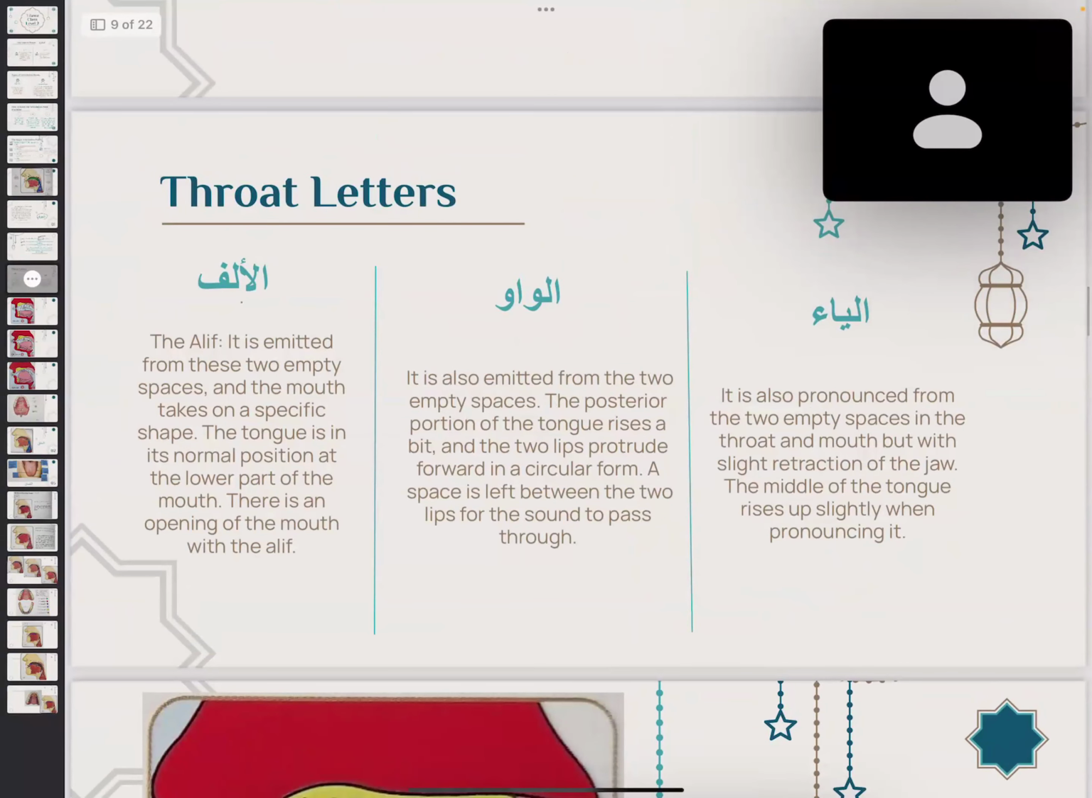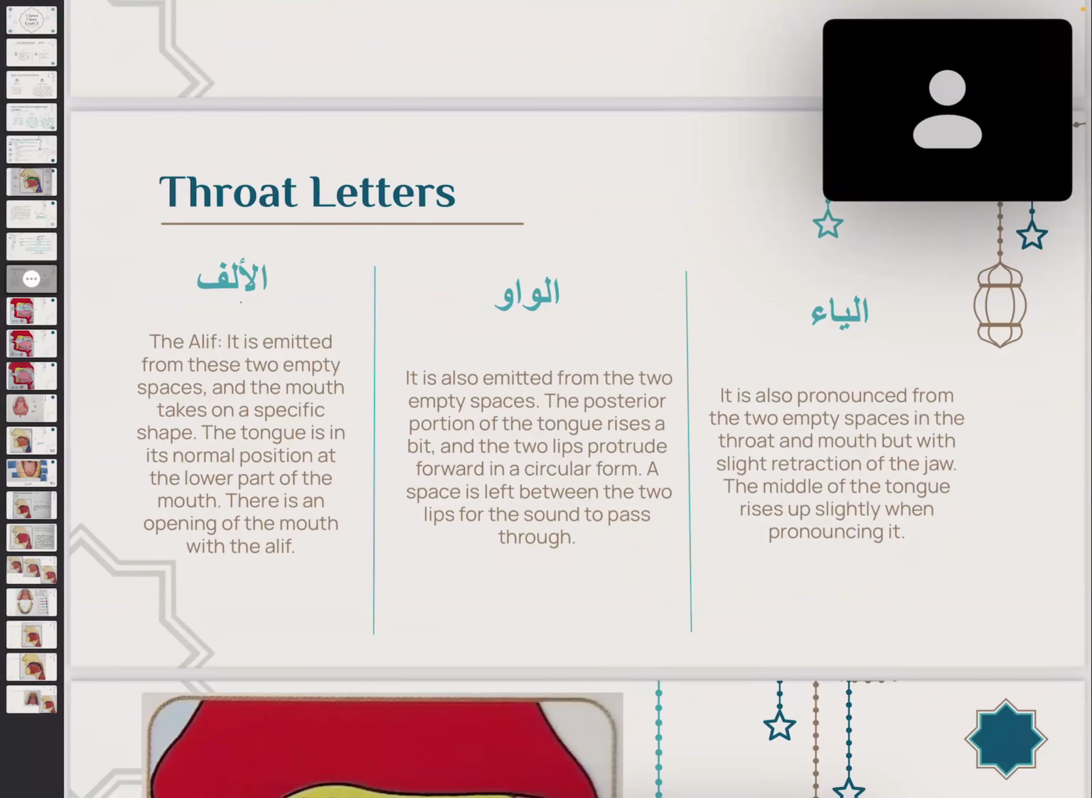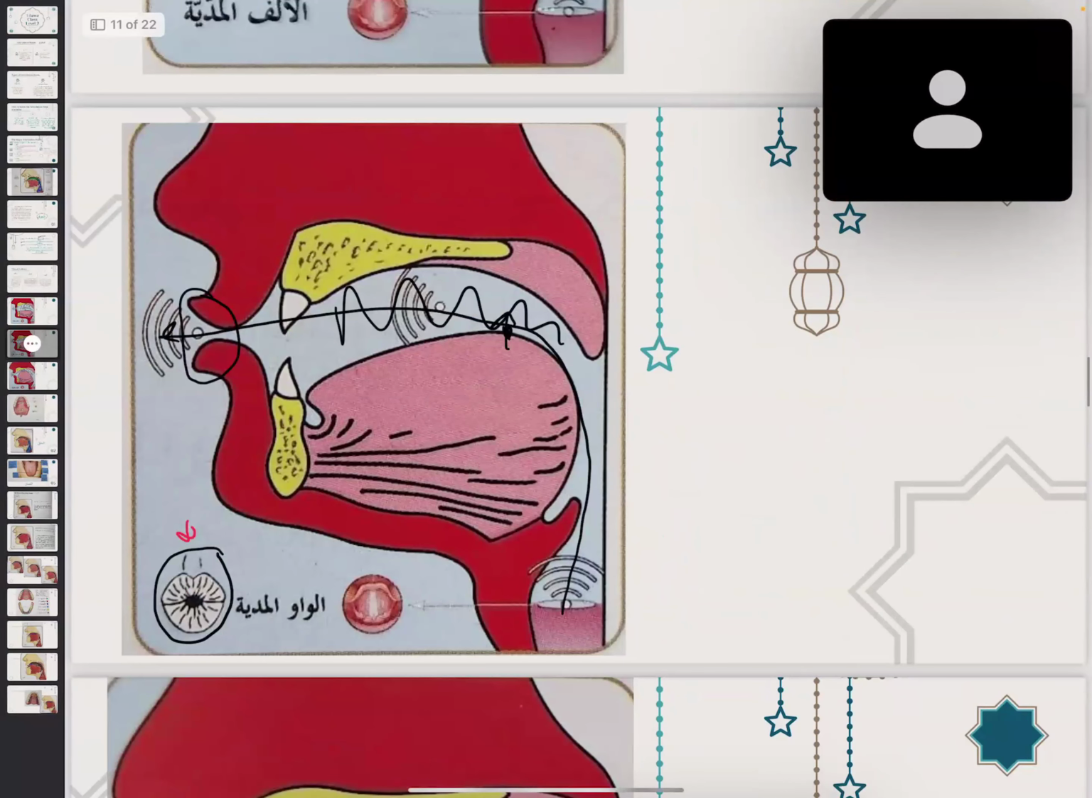Yeah, it's from the two empty spaces. You talked about the tongue itself, the لسان. What happens with the tongue?